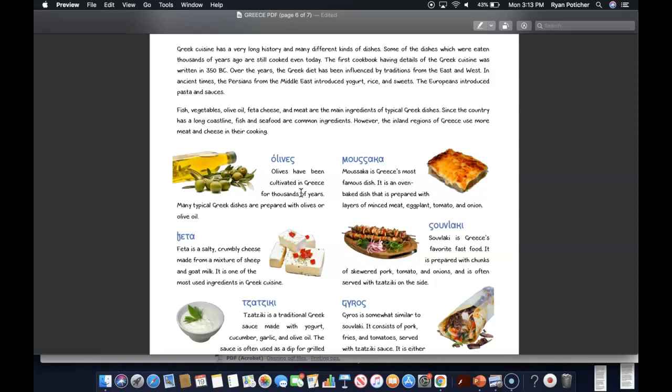In ancient times, the Persians from the Middle East introduced yogurt, rice, and sweets, and the Europeans introduced pasta and sauces. Fish, vegetables, olive oil, feta cheese, and meat are the main ingredients of typical Greek dishes. Since the country has a long coastline, fish and seafood are common ingredients. However, the inland regions of Greece use more meat and cheese in their cooking.